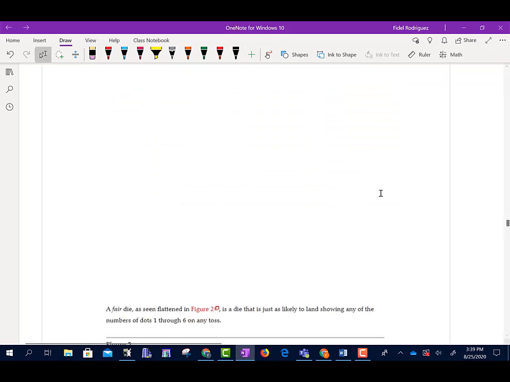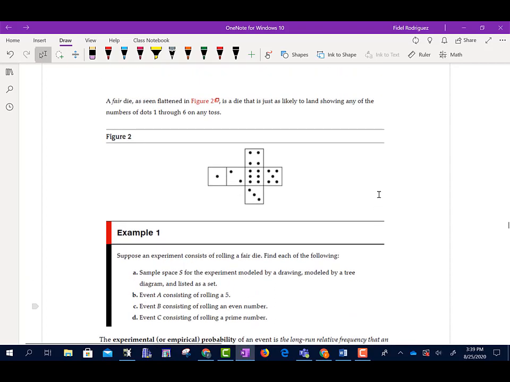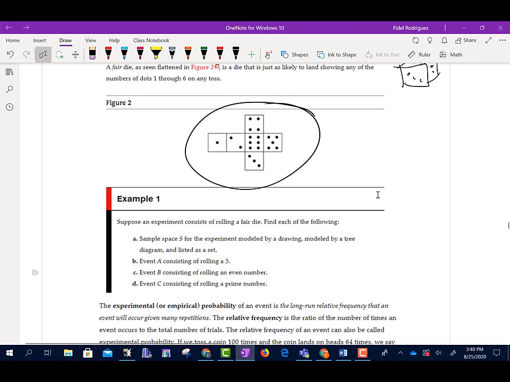Okay. So it says a fair die is flattened out. So they took our die, right? Remember what a die looks like? This little cube, with 1, 2, 3, 4, 5 sides. All they did is they just opened it up for us, okay? So here's a die. They opened it up so we can see all the sides. And let's see what we have.